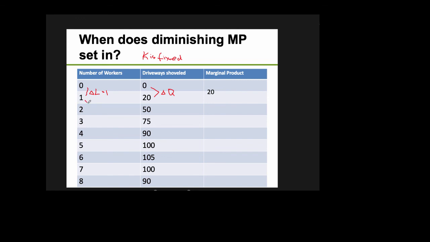Now we're going to do the same thing as we go from 1 to 2. Again, that's our delta L. And then we're going to go from 20 driveways cleared to 50 driveways cleared. That's our delta Q. So what do we have here? Well, 50 minus 20 is 30 divided by one worker, gives us a marginal product of 30. And we're going to do that every time we increase the number of our workers. So we had a delta Q over 1 of 20. We have a delta Q of 30 over 1. So that gives us marginal product of 30.